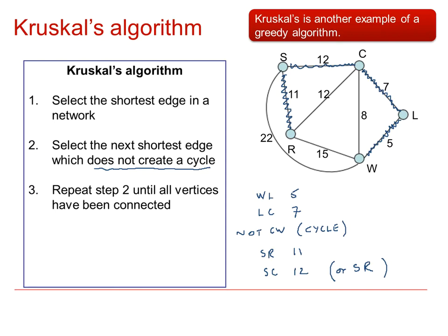The only thing left to do now is to say that the weight of the minimum spanning tree is obviously the total of these. So we'll say weight of minimum spanning tree is equal to the total, which is 35.